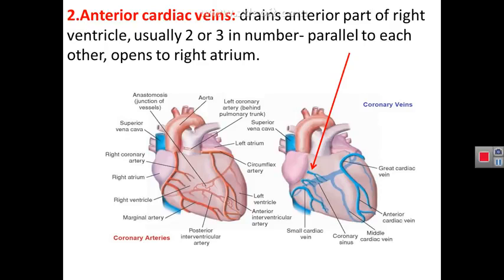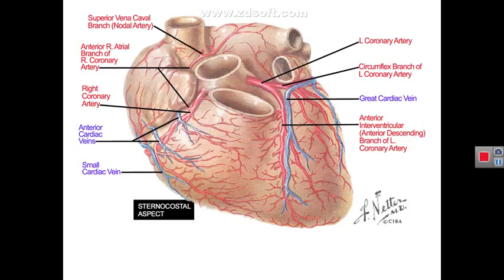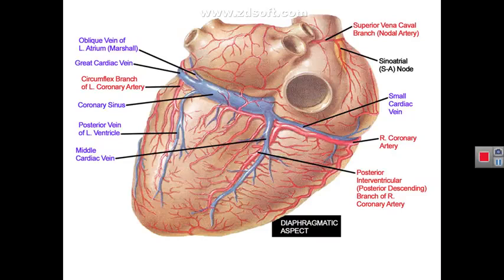The other veins of the heart are, number two, the anterior cardiac veins. These veins drain the anterior wall of the right ventricle, and usually there are more than one, about 2 to 3 in number, running parallel to each other, and they open directly into the right atrium. And this is also a diagrammatic representation for the veins of the heart, and this is another representation, and that's also another representation.